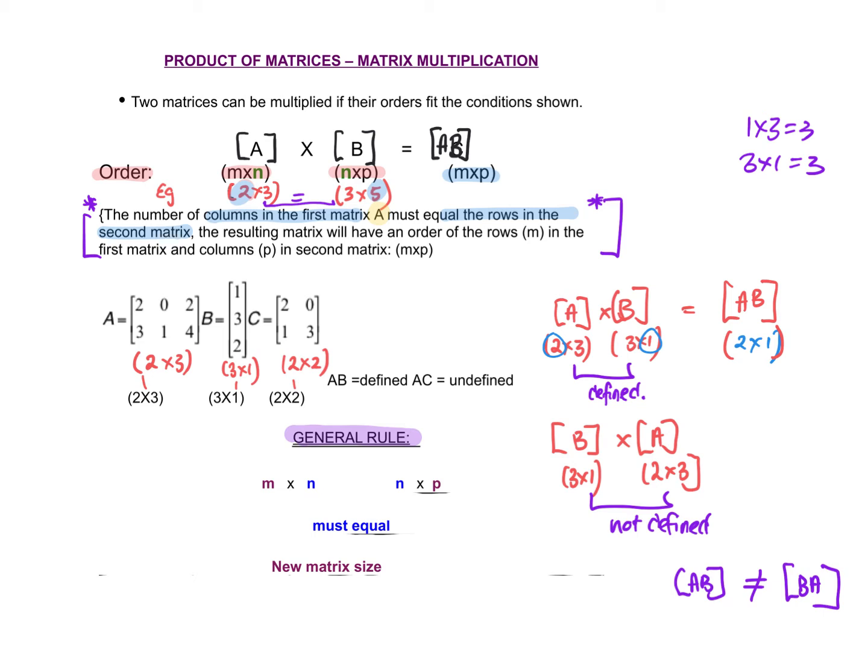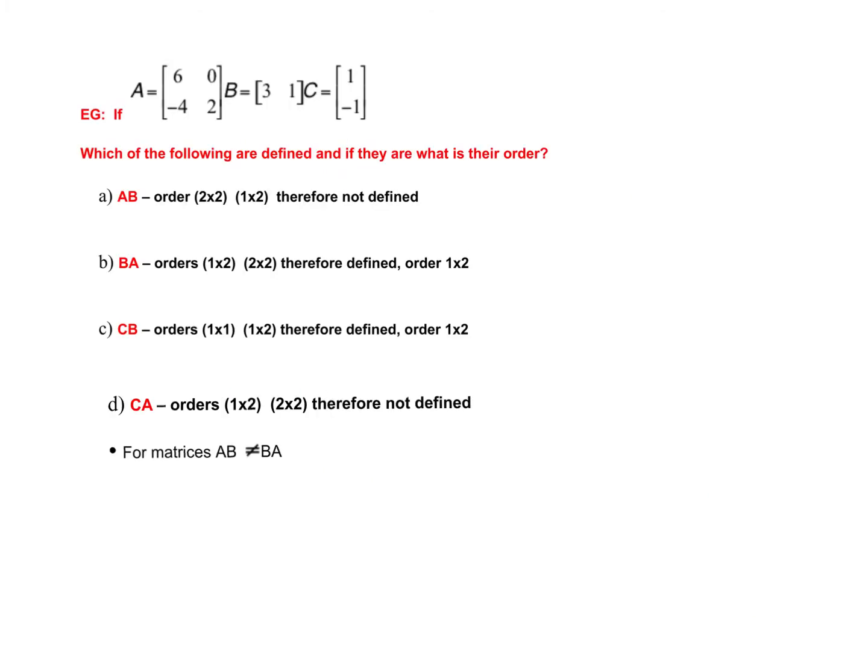So to summarise, when we've got the orders of our matrices, these two numbers must be the same, and these two will give you the size of the new matrix. If you try doing it on your calculator, which we can, but we're going to learn manually, it'll say undefined if it's not the right order. So you will be told, and you won't be able to go any further.